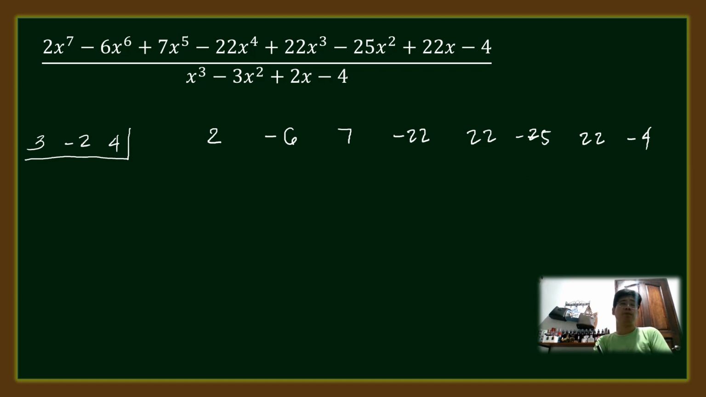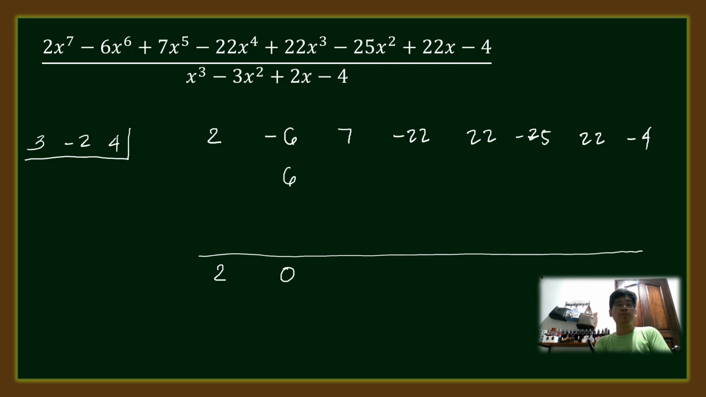If in the quadratic divisor we allowed 2 lines before writing the coefficients of the quotient, in this case we're going to allot 3 lines in writing the coefficients of the quotient. So first, let us bring down the first coefficient 2 and multiply this by the first divisor, that is 3. 2 times 3 is 6. And then add negative 6 plus 6 is 0.